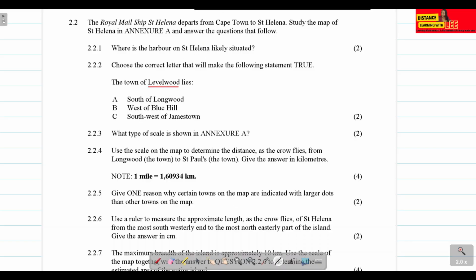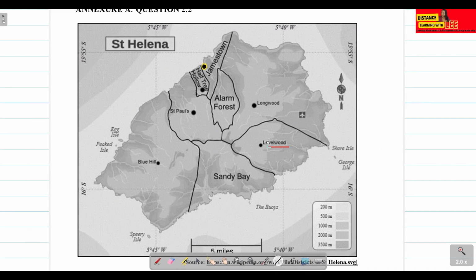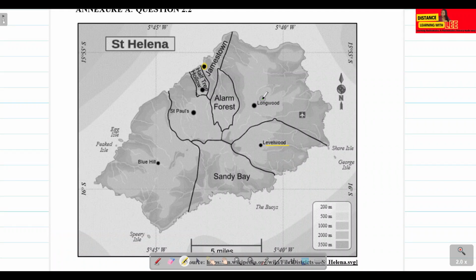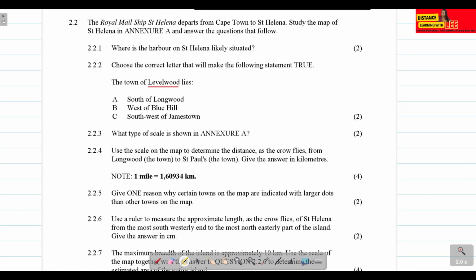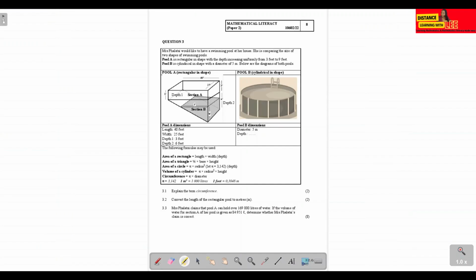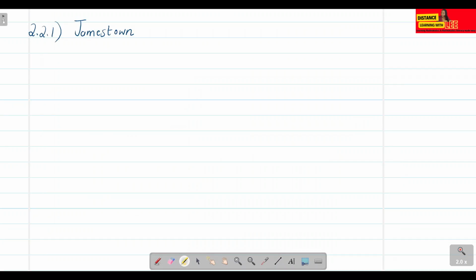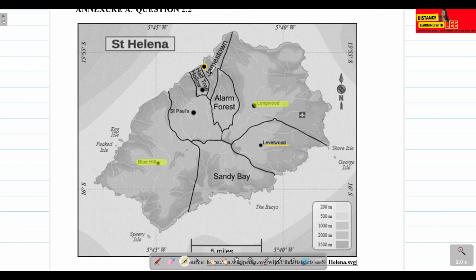Let's just have a look at our map. That is the town of Levelwood. Then I'm going to highlight all the towns that were given to us. They asked us, does it lie south of Longwood? So I'm going to highlight Longwood. Does it lie west of Blue Hill? I'm going to highlight Blue Hill. Or does it lie south of Jamestown? I'm also going to highlight Jamestown.